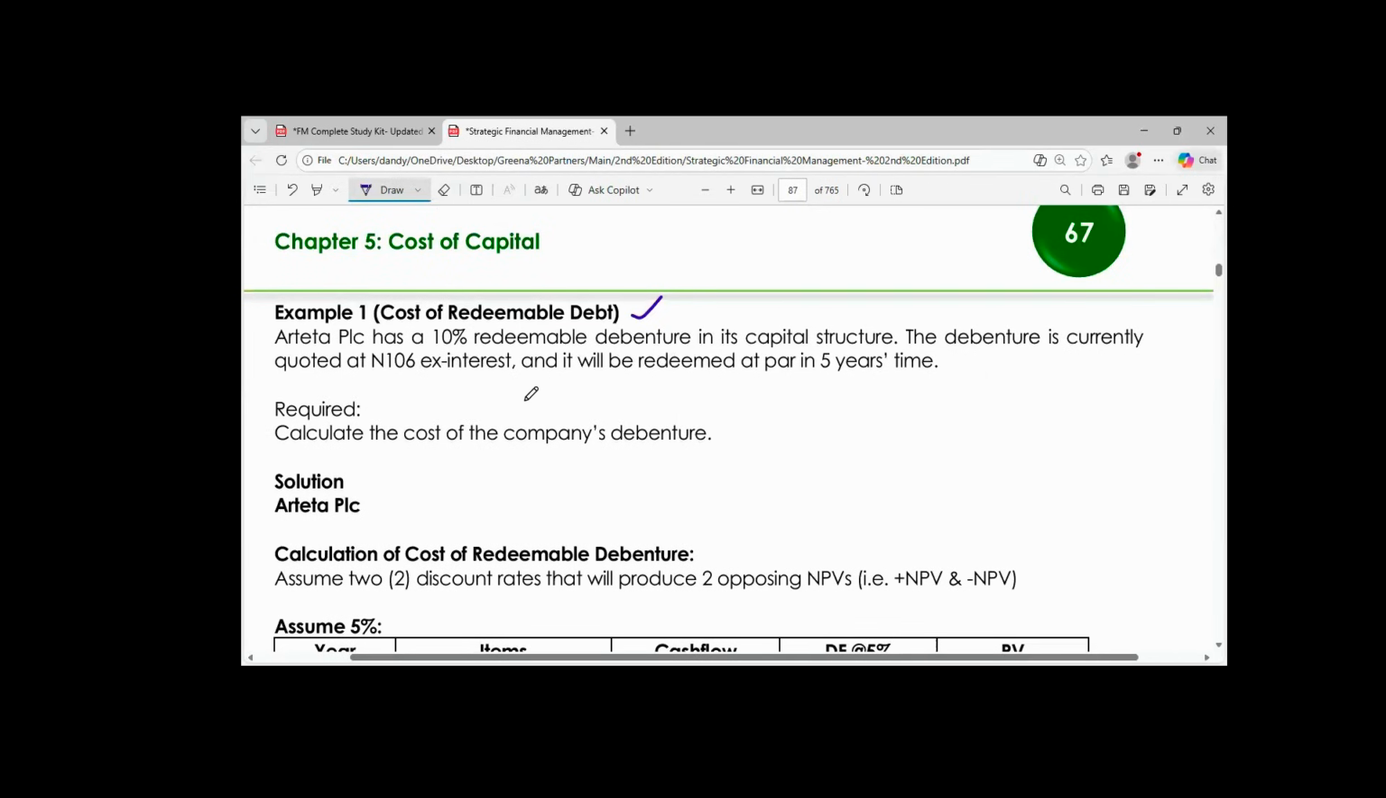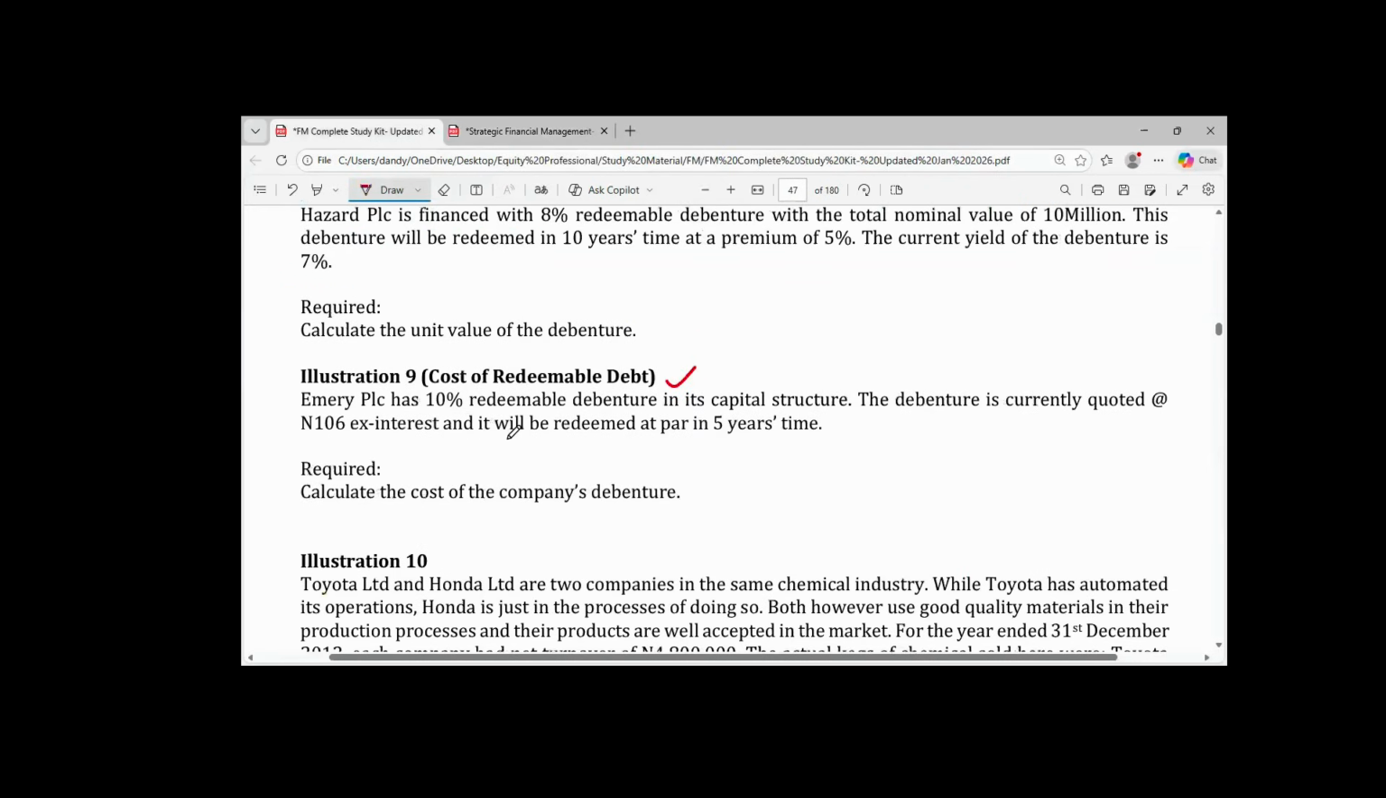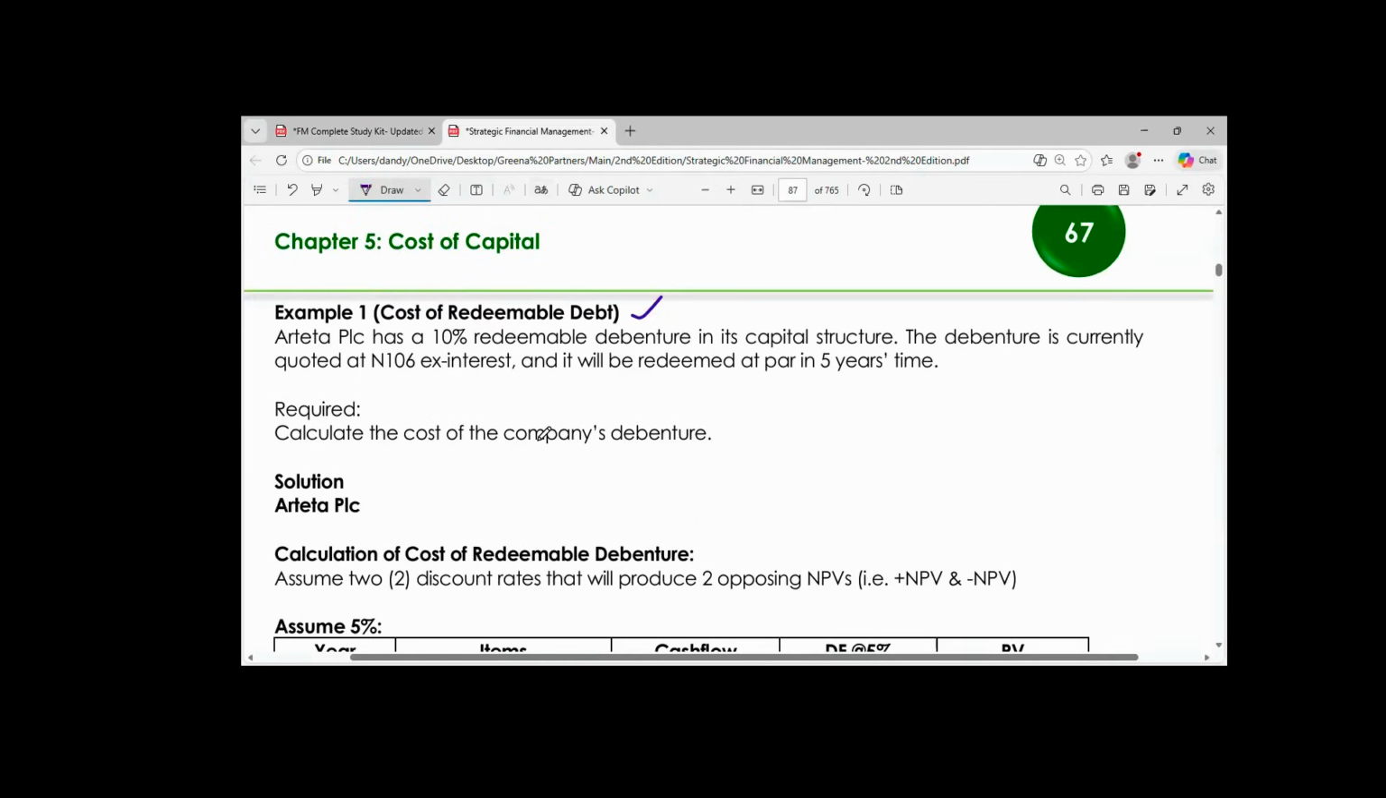Ateta PLC, in your own notes, is illustration number 9, Emory PLC. Ateta has a 10% redeemable debenture in its capital structure. The debenture is currently quoted at 106 naira ex interest, and it will be redeemed at par in 5 years' time. Okay, so looking at the question, we can see that we are given the redemption dates.